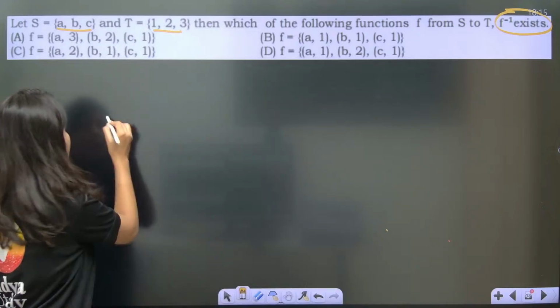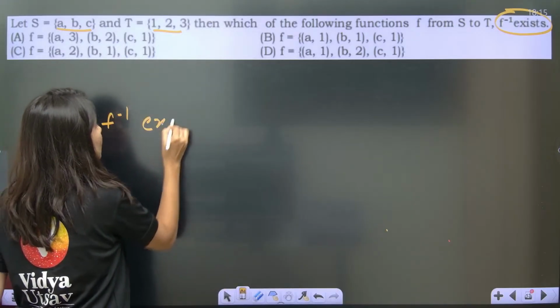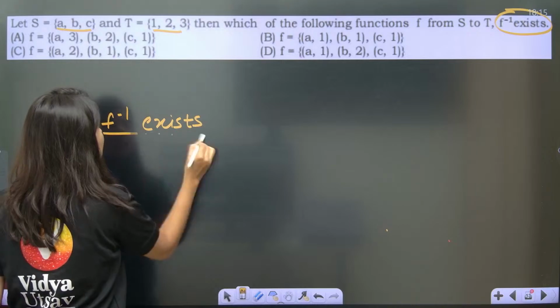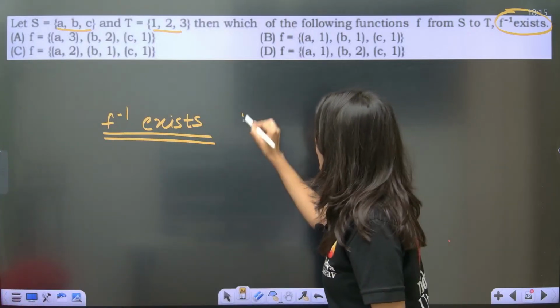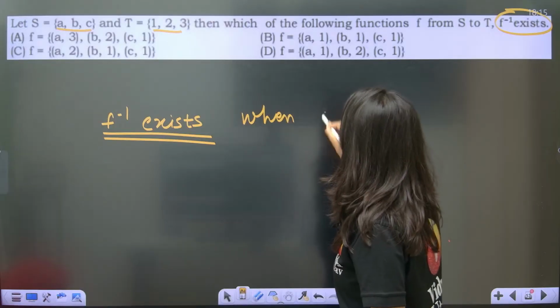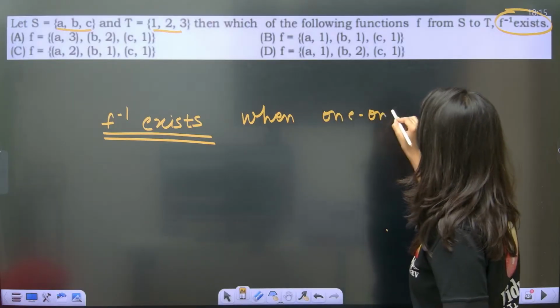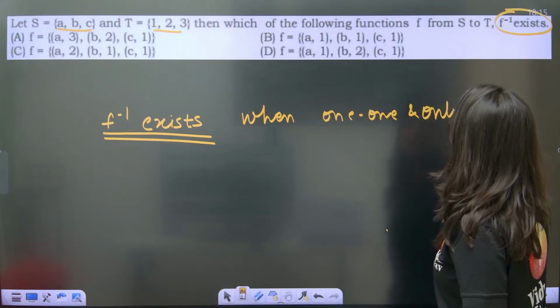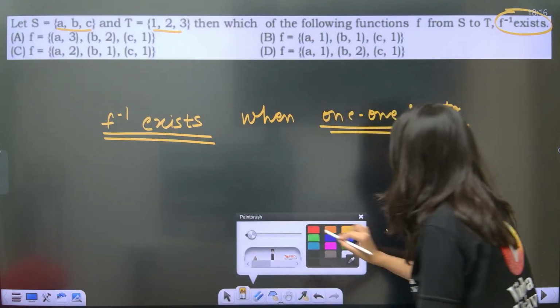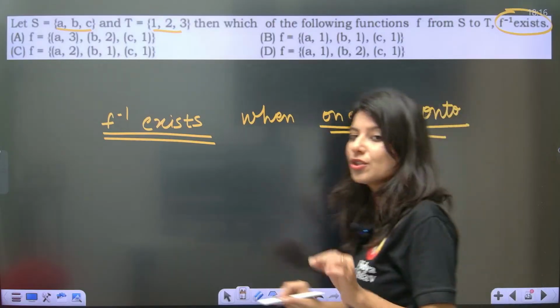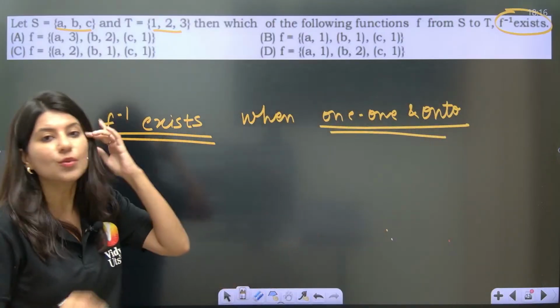Now you know that f inverse exists. What is the condition of inverse? Inverse of any function exists when, what is the condition? When it is 1-1 and onto. So any function which is 1-1 and onto is going to be invertible. You just have to identify which function is 1-1 as well as onto, and you are done with this question.